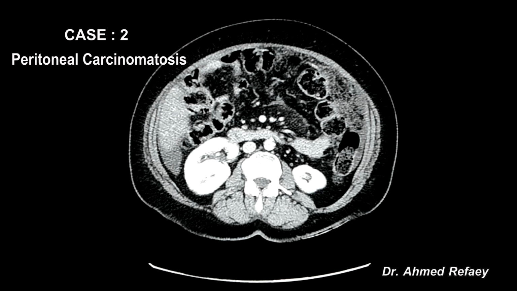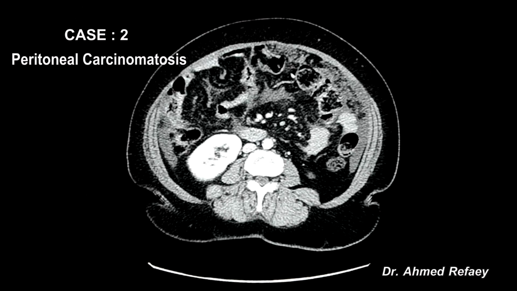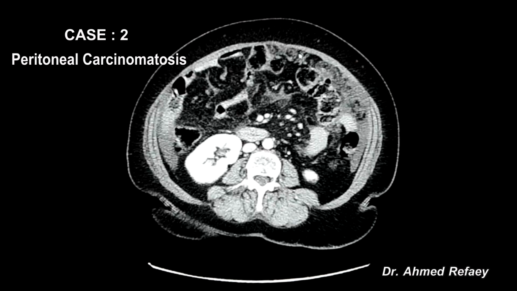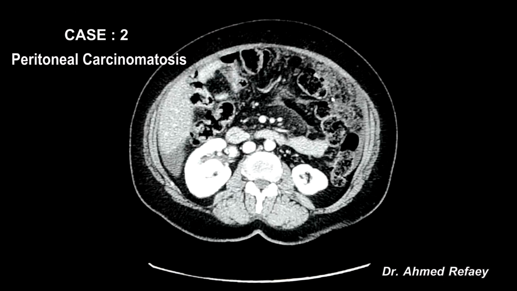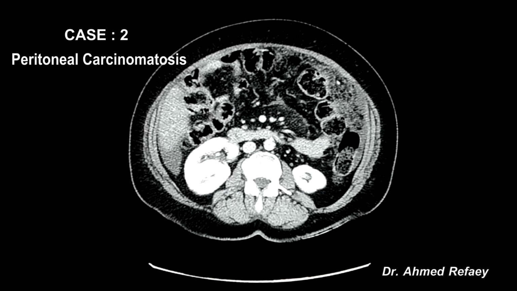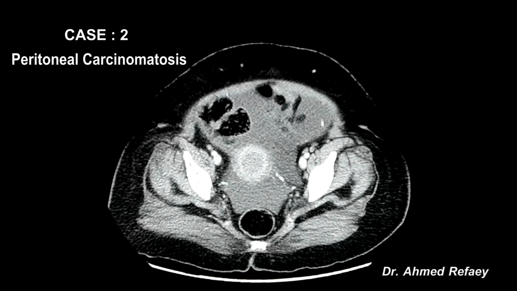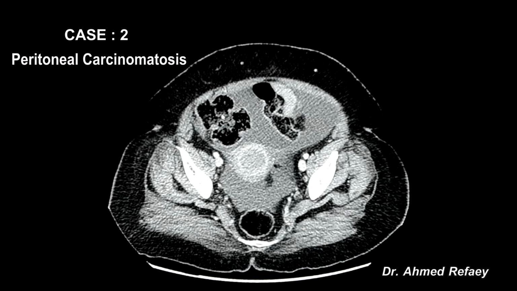This is the region of the greater omentum. Here, this is the classical appearance of omental cake. Thickening and nodularity of the greater omentum anterior to the transverse colon, underneath the anterior abdominal wall, as you see here. This is a very nice demonstration of the classical appearance of omental cake. If we go down to the region of the pelvis, we have marked ascites and floating bowel loops here.